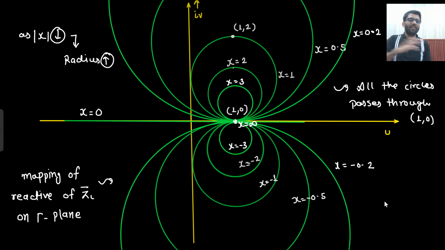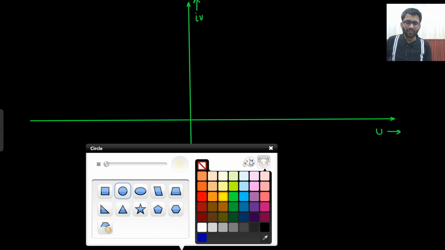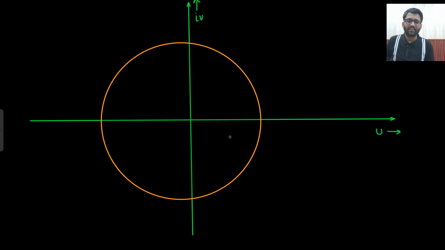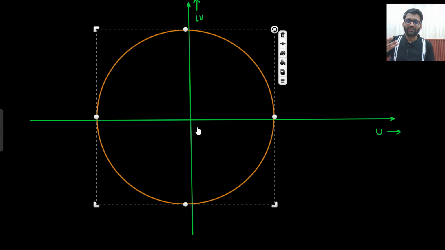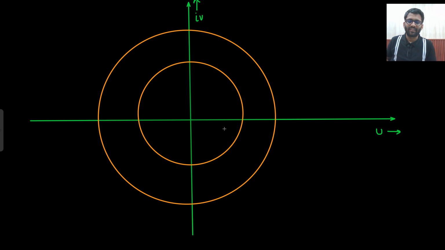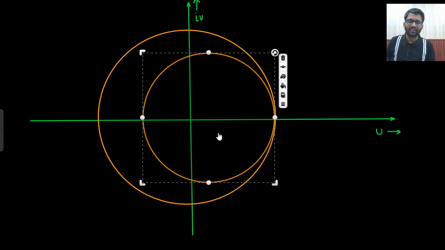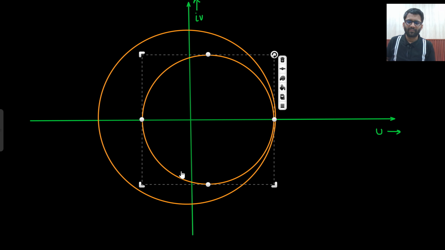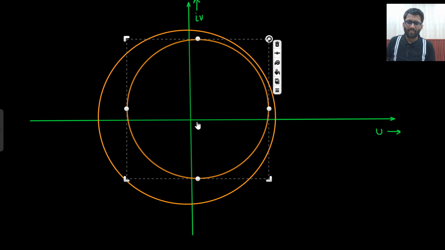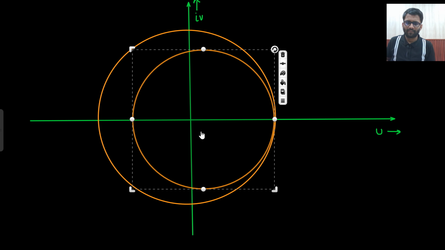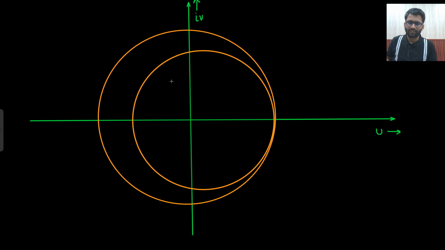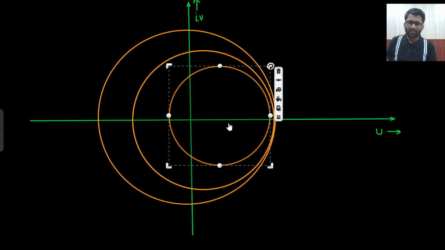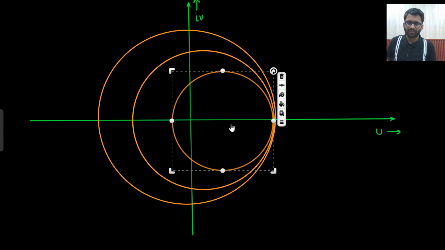So now we will make both of them on one plane only. So first, using yellow color, I am making my constant resistance circles. Oh, this is not yellow color, this is some different color. So these were my constant resistance circles.